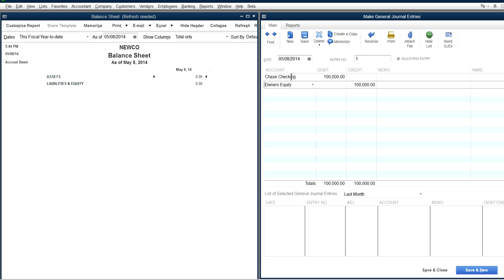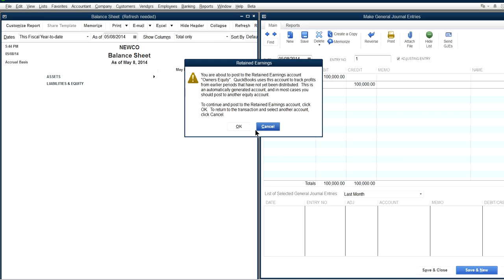So as you can see here is the checking account. That's the place where you put the money, and it will say just owner's equity. That's the credit side. So your debit is your bank account, and credit is your equity account. So let's save this one.